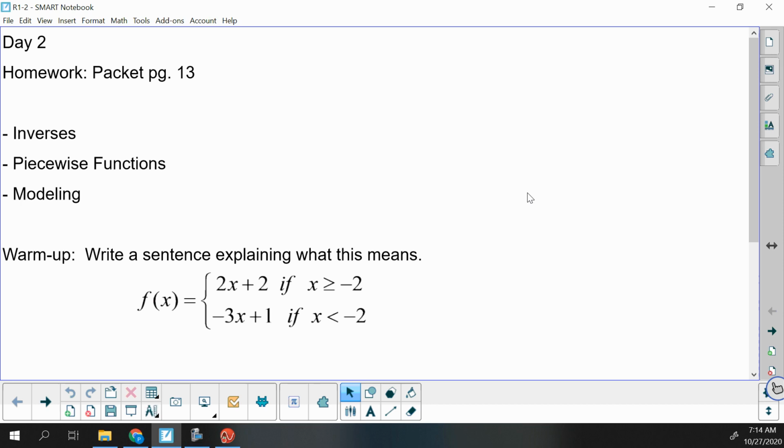All right, welcome to day 2 of review 1 from last year. We'll be looking at inverses, piecewise functions, and modeling today. Now our warm-up, we're just going to talk through this warm-up together. It's something that we'll do.